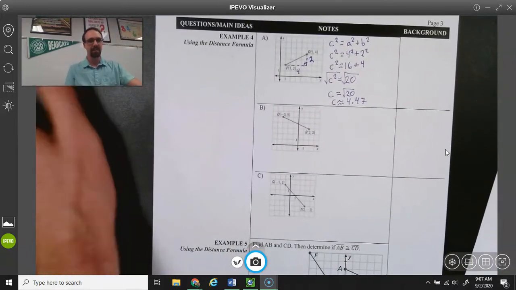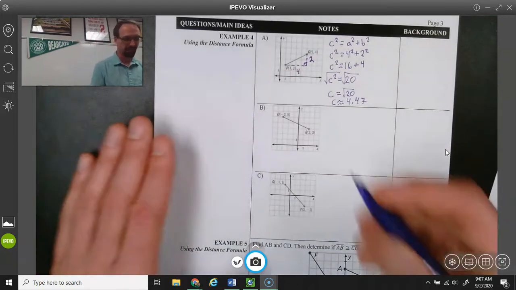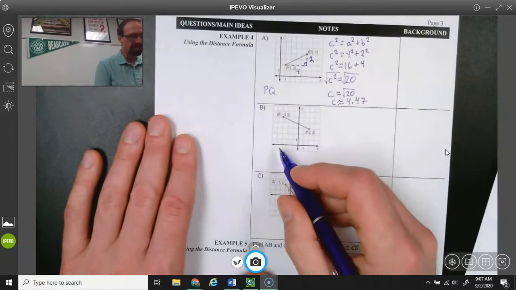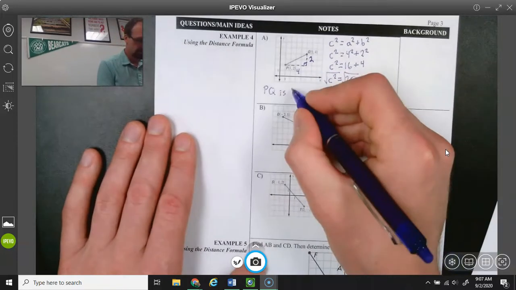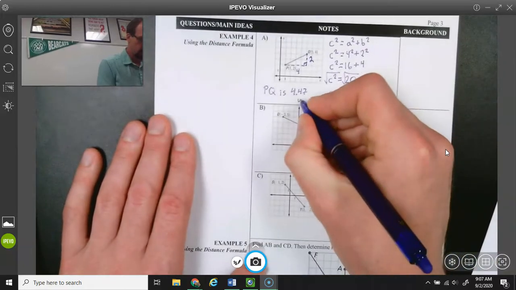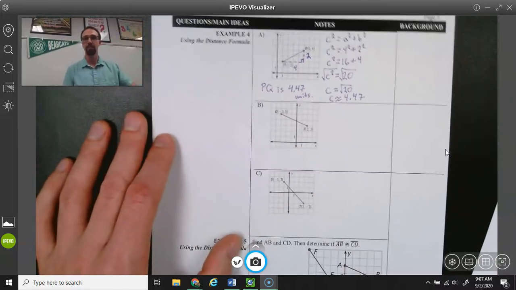Now that's what c is. I want to find the distance from P to Q. They happen to be, for this problem, the exact same thing because of how we set it up. So the distance of P to Q is 4.47. I don't know how far it is, so I'm just going to use the label units. So the distance is 4.47 units.